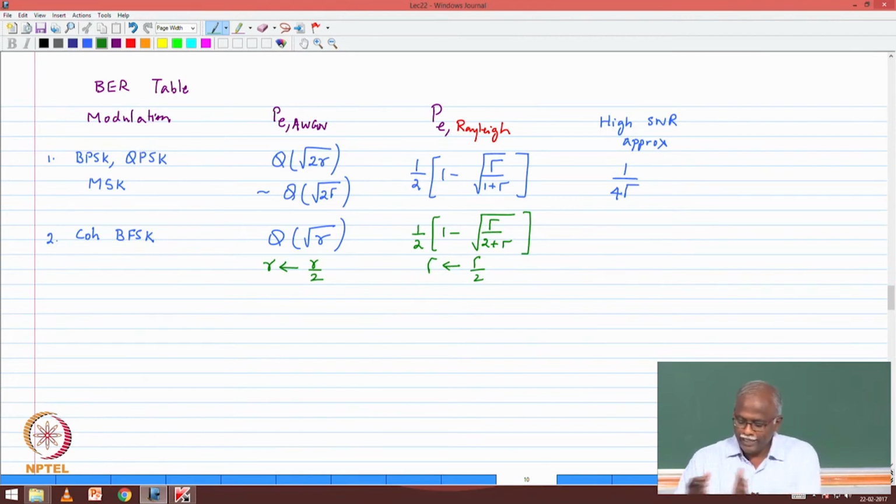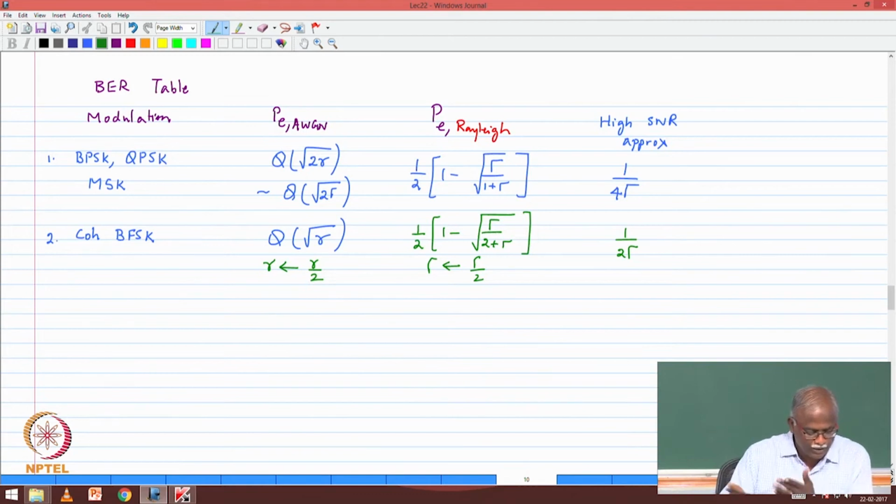And of course you carry over the analysis all the way to the high SNR side, replace gamma with gamma by 2, this will become 1 over 2 gamma. So the asymptotic analysis says that this family of modulation schemes are shifted by 3 dB. But we know that already differential BPSK also is in the same location. So third one, differential BPSK.